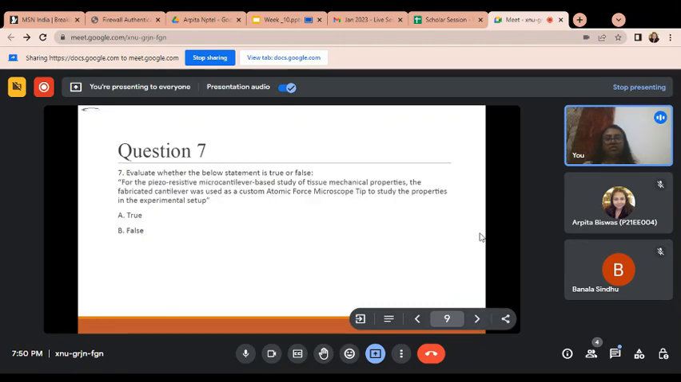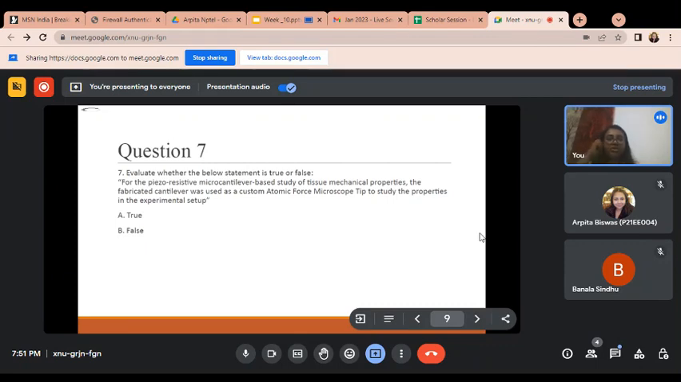Next we are moving towards question number 7. Evaluate whether the below statement is true or false. For the piezo-resistive micro cantilever based study of tissue mechanical properties, the fabricated cantilever was used as a custom atomic force microscope tip to study the properties in the experimental setup. So is it true or false?